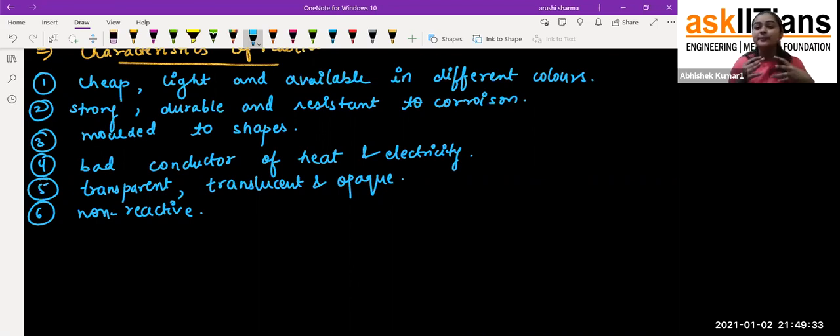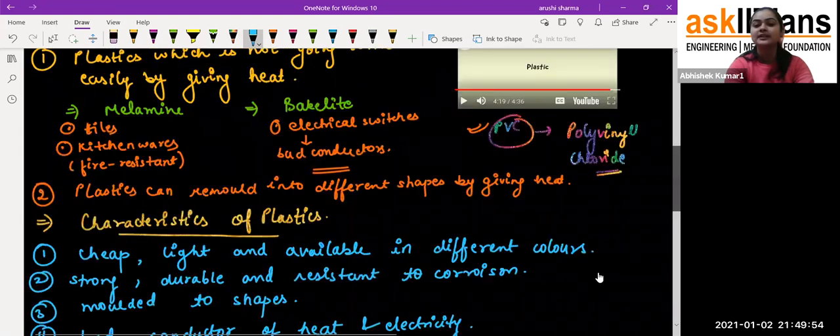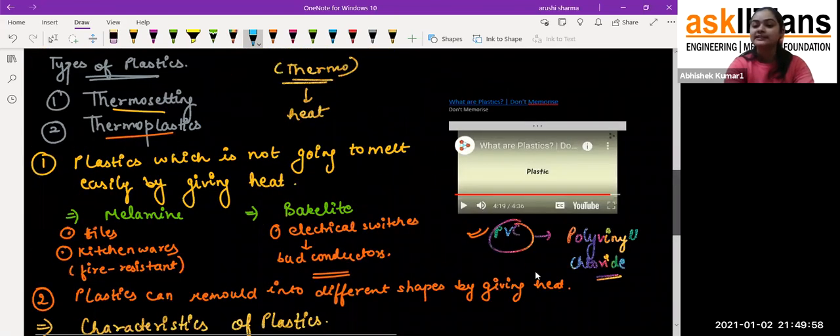at one point people don't want to use plastic. We are using plastic, but at some point it comes up that plastic is causing some pollution. So we'll discuss this point also here. First of all, I just want to show you one thing. The types of plastic have been done, and we have discussed their characteristics also.